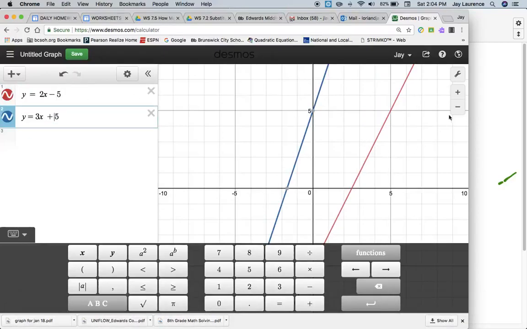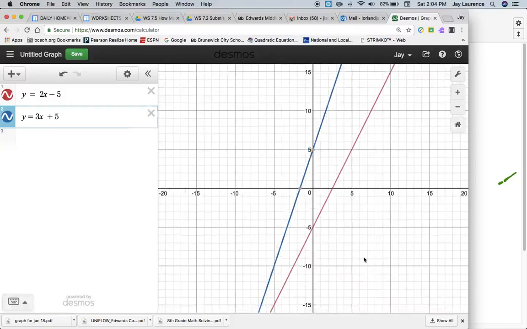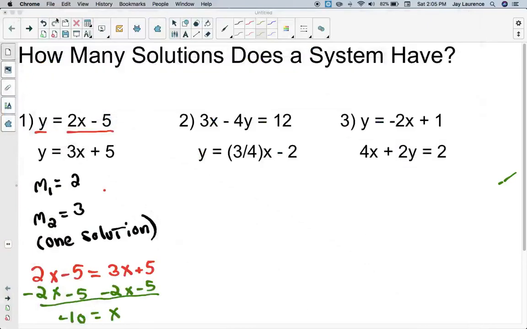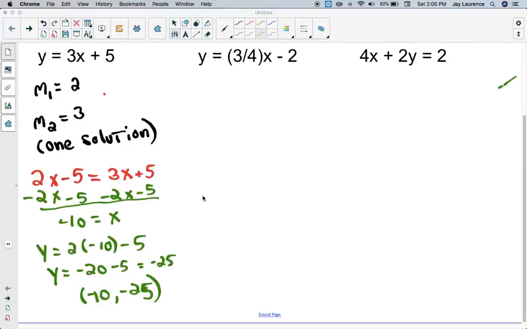And then I can't see them cross, so I'm going to zoom out. I'm going to scroll and look at that. Look where they're crossing: at negative 10, negative 25. So it would have been okay to graph. Graphing to negative 25 could have been a bit of a pain, but it would have worked. So I tested the slopes, found that they were different, and that tells me there's one solution.